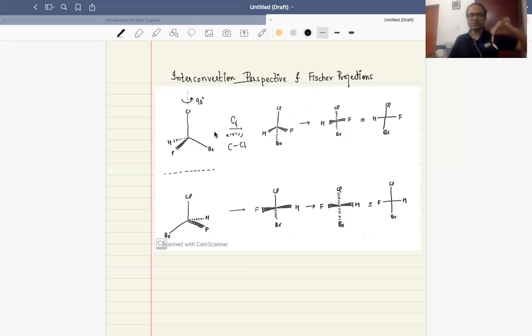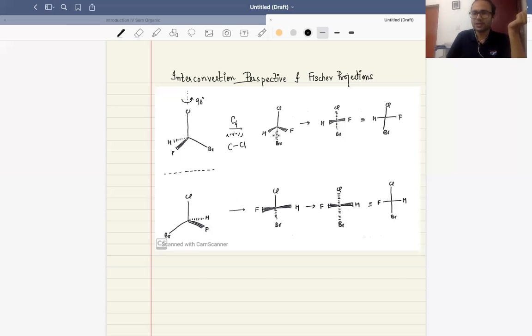That is what I have shown in this particular picture here. If you look carefully, when you rotate your molecule by an angle of 90 degrees, the Br is going on the back side. Your fluorine is now coming to the front side, and your hydrogen is also coming to the front side. Fluorine, which is on the front side, will go towards the right side, and hydrogen, which is on the back side, is coming to the left side. So the structure looks something like this.